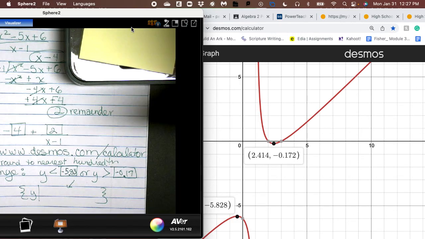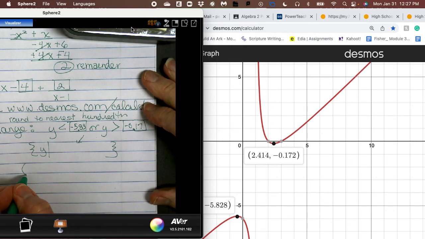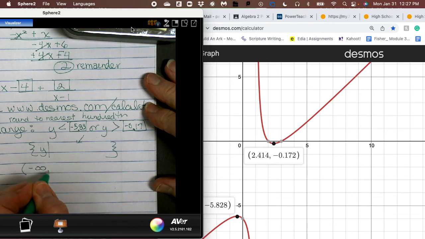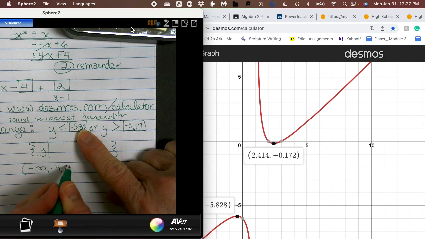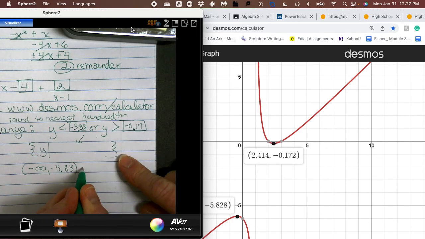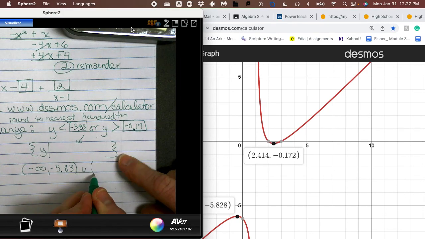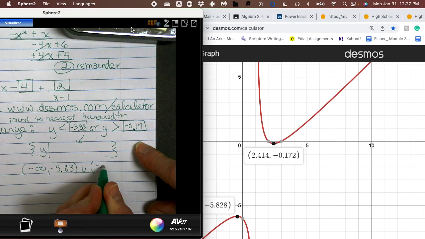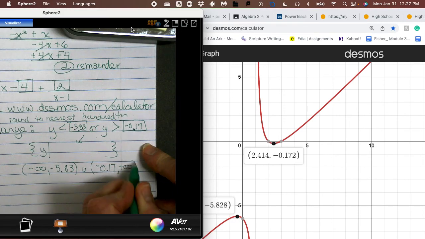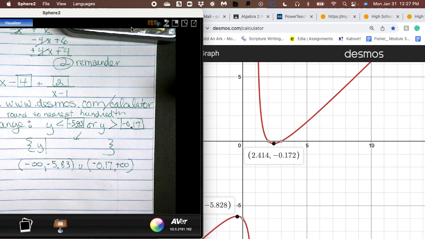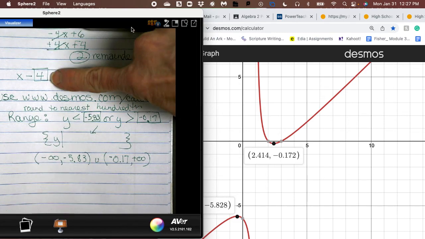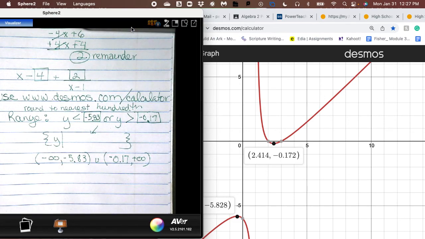And then the interval notation, you put your negative infinity to your decimal. That's the smaller of the two, and you union it with the next decimal to positive infinity. So that's the complication of rational functions. In this case, for number 5, it's because the quotient was a polynomial.